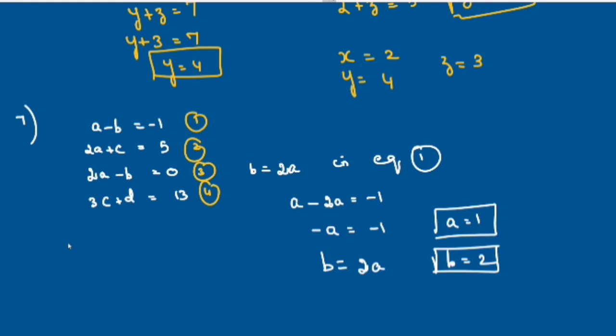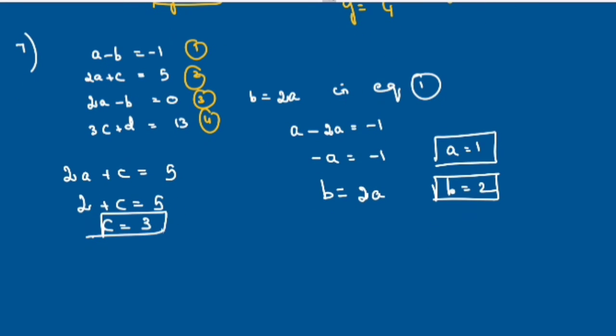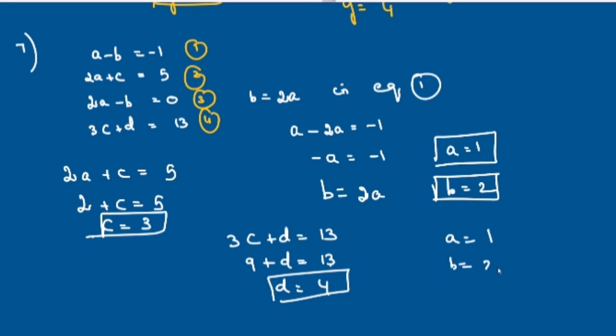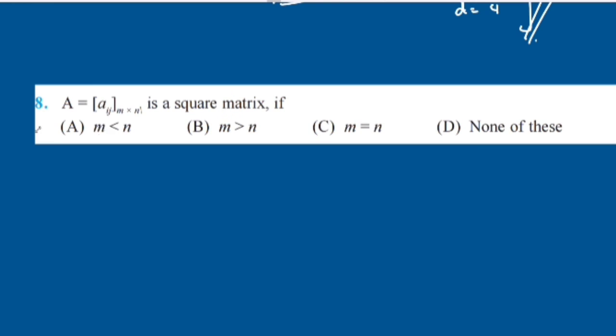What is c? So 2a plus c is equal to 5. a is 1, so 2 plus c is 5. So c is equal to 3. 3c plus d is 13, so 9 plus d, so d is 4. So we got a is 1, b is 2, c is 3 and d is 4.